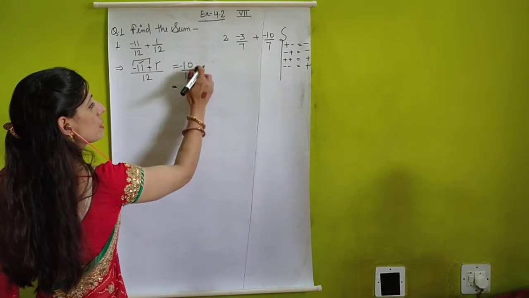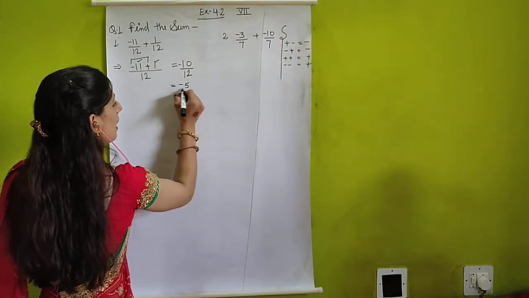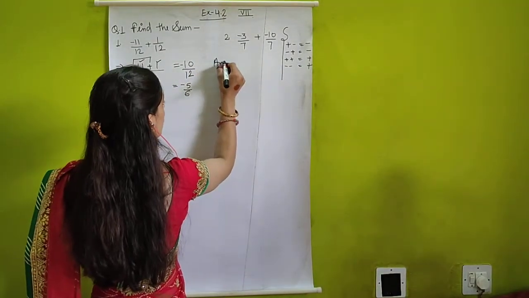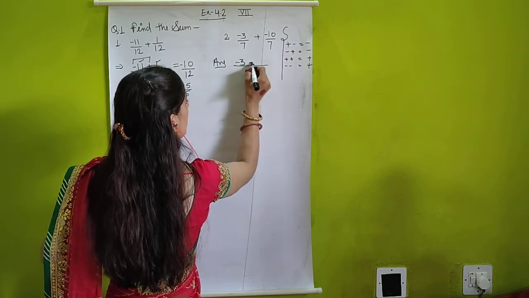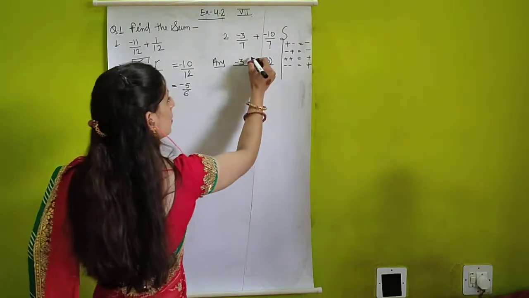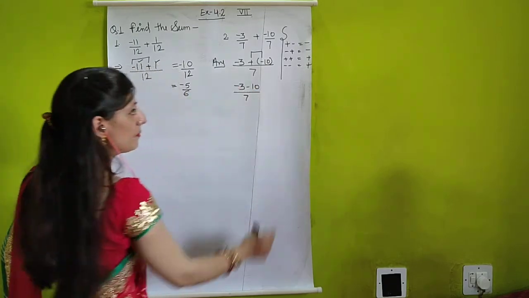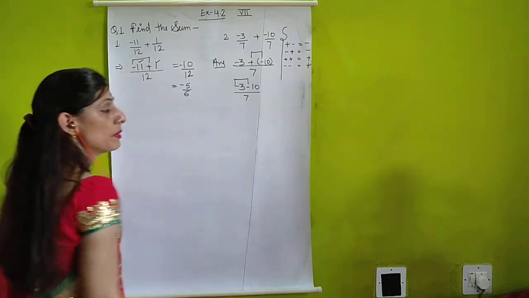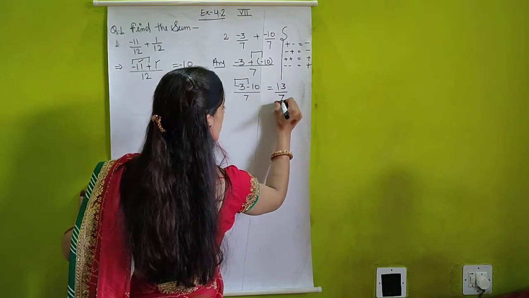Or you can convert this into simplest form, because 10 and 12 both come in the 2's table. So minus 5 upon 6 will be your answer. Now the same, students, in question number 2, 7 will be your LCM. Then minus 3 plus minus 10 will come as it is. Okay students, now here plus minus will be minus, then 7. Now minus minus will be plus. So 10 and 3 will be 13 upon 7.